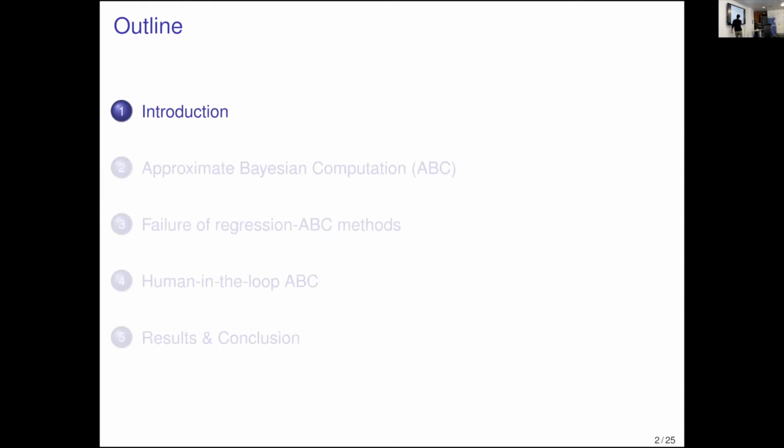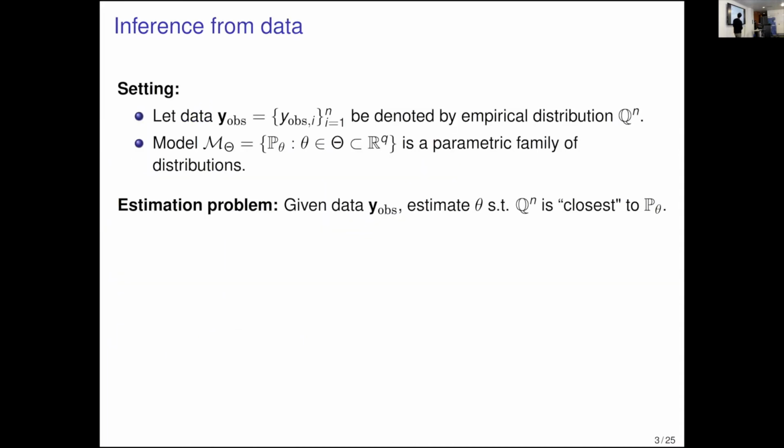Okay, let's continue with the introduction. The setting that we're talking about is basically inference from data. Let's say you have some data Y_obs, which can be denoted by some empirical distribution Q_n. And you also have some parametric model, M_theta, with parameters theta. Given this data set, you want to estimate theta such that your data distribution is closest to your model in some sense.